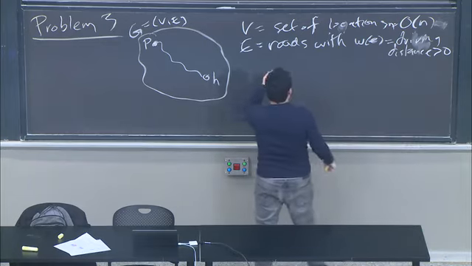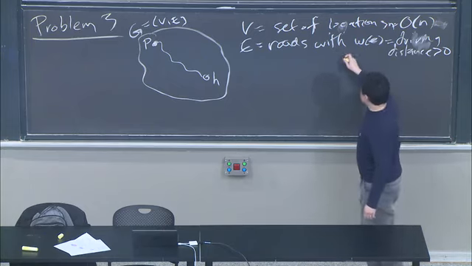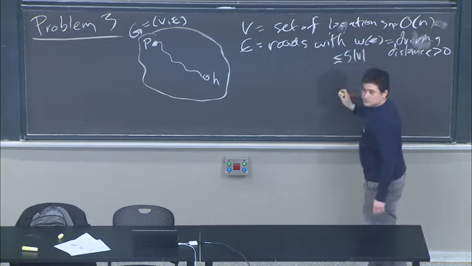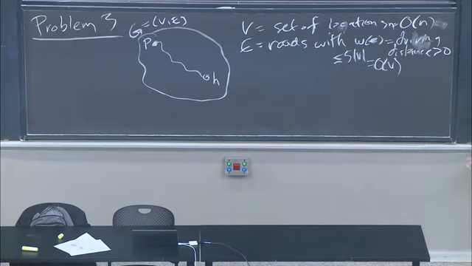Wait, so what do I know about this? How many edges do I have in my graph? I have at most 5 per vertex, right? So this is upper bounded by 5 times V, which is order V. Okay, so I have an order V size graph. That's a good thing. Order n, because n is the number of vertices.